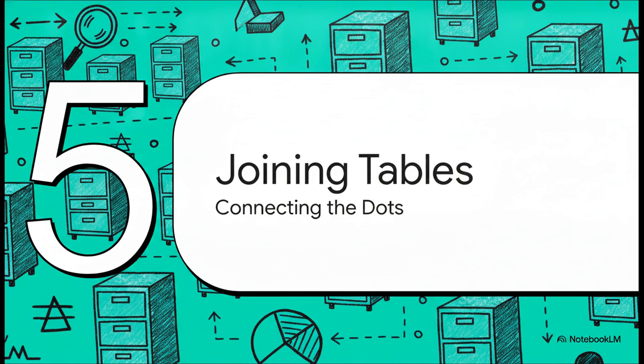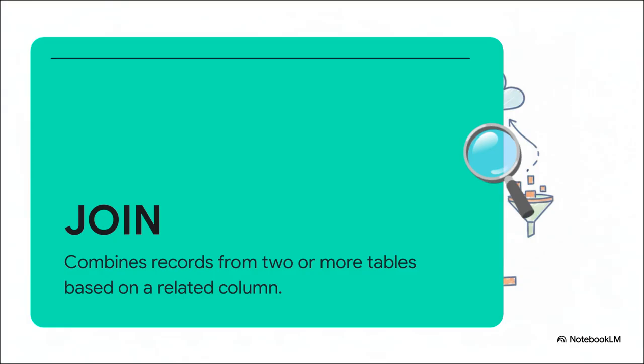Finally, section 5, joining tables together. Let's see how we connect the dots between all these different filing cabinets to get the big picture. In the real world, a database is almost never just a single table. You know, a customer's profile details might live over in one table, while their daily purchase history is stored in an entirely different one. A join clause acts as the bridge that connects them. It hunts for a related column, like that primary key customer ID we talked about earlier, and stitches the data together into one unified view.